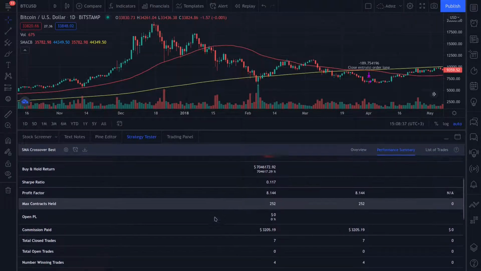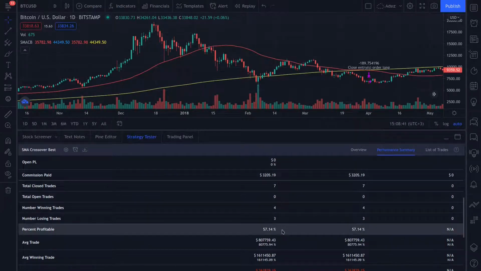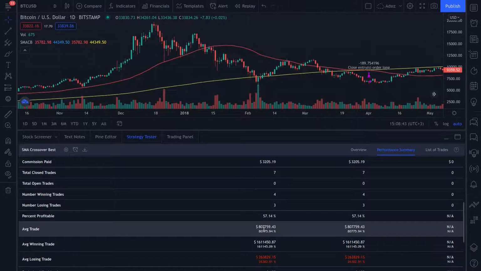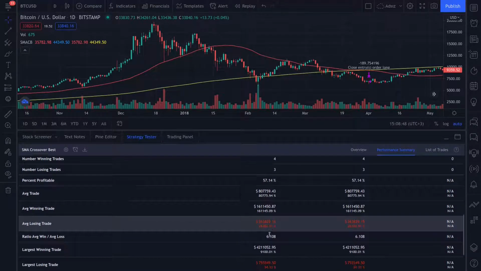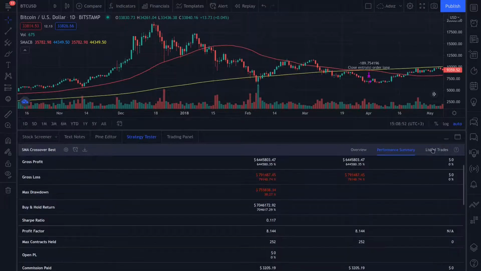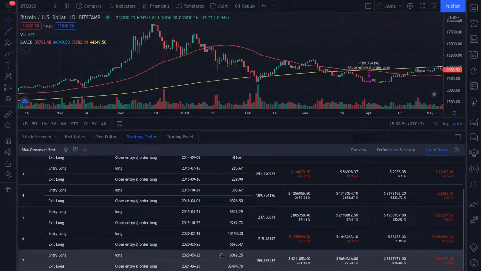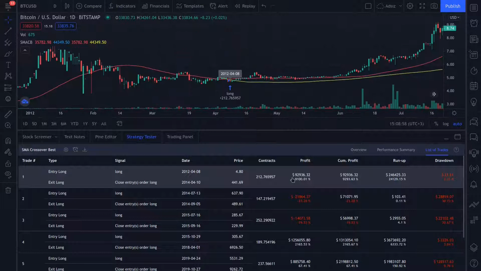And we can actually look at more things. We paid a lot of commission. And here's the average trade, and here's the average winning trade, average losing trade, and so on. And here's the list of trades. We basically have 7 trades. And why have I showed you? Let's look at one of these.